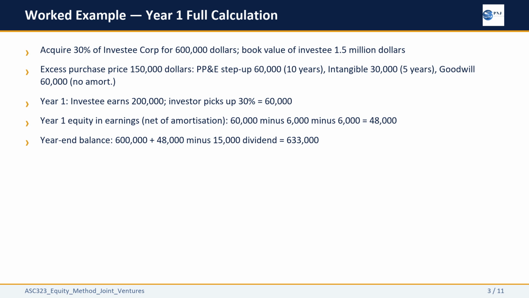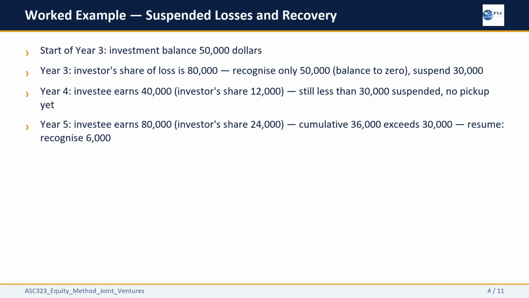Year 1. Investee earns $200,000, so your gross pickup is $60,000. Subtract $12,000 of amortization, leaving net equity and earnings of $48,000. Investee pays a $50,000 dividend, of which your 30% share is $15,000, reducing your balance. Year-end investment, $633,000. The surprising part is how the suspended loss recovery works.